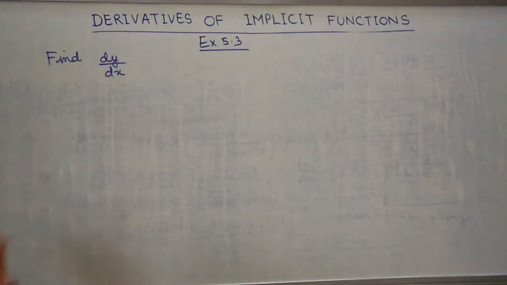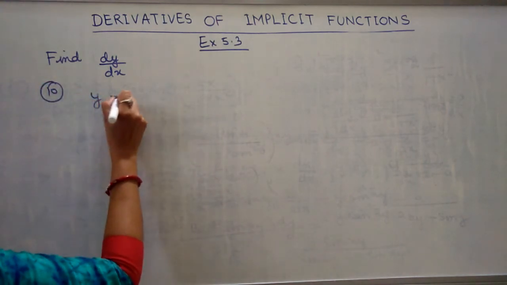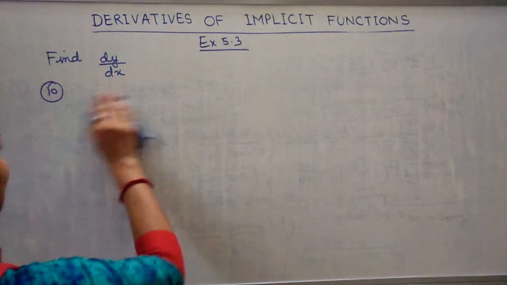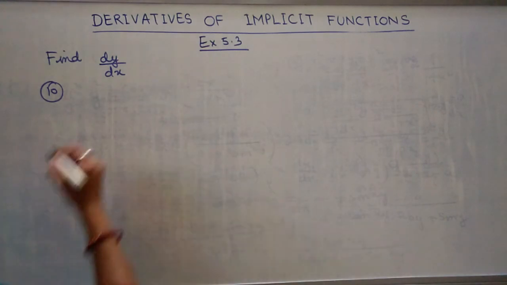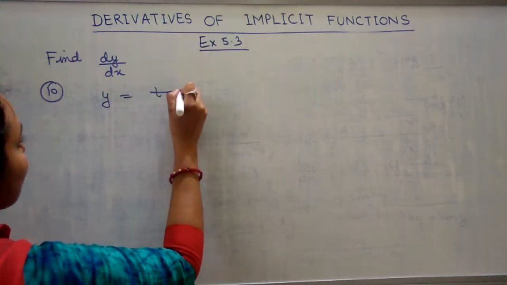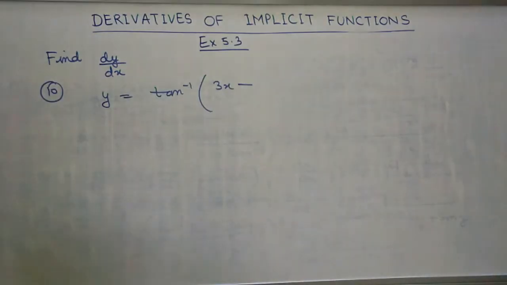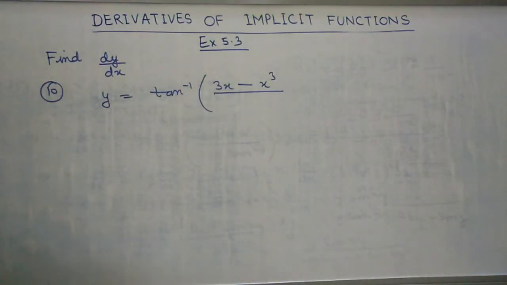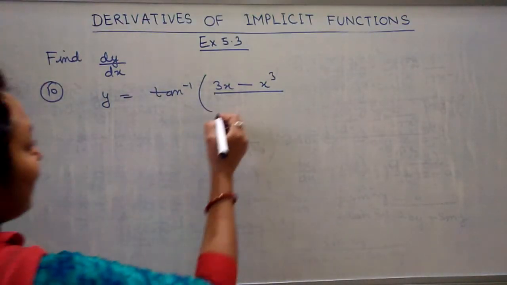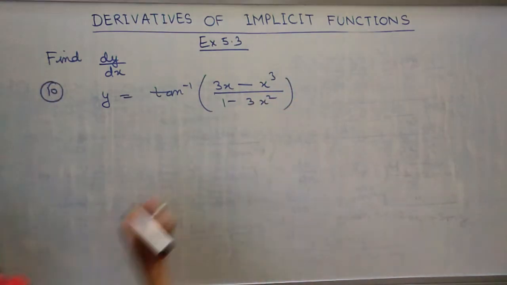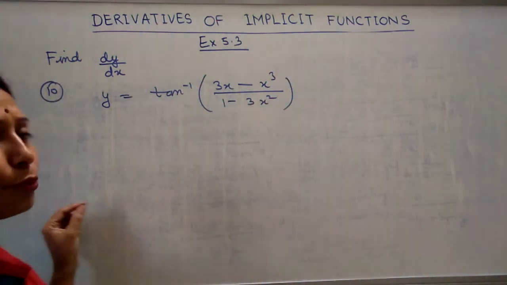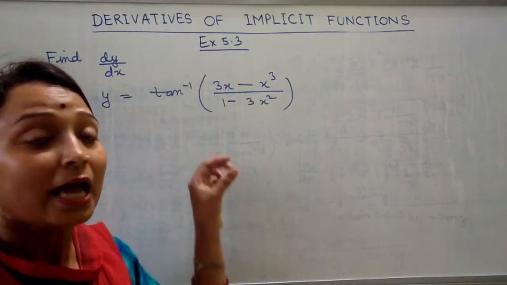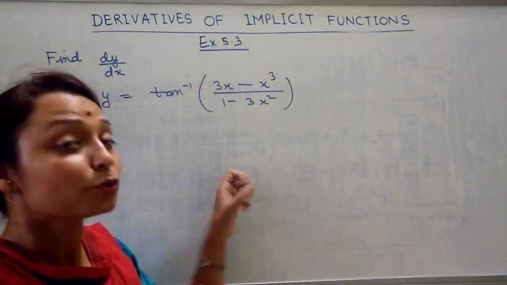Question number 10 is y is equals to tan inverse of 3x minus x cube upon 1 minus 3x square. So this is the formula, but it is not told to you where to use the substitution, why we have to use the substitution, and that expression is not present in this question. So how can we solve it?